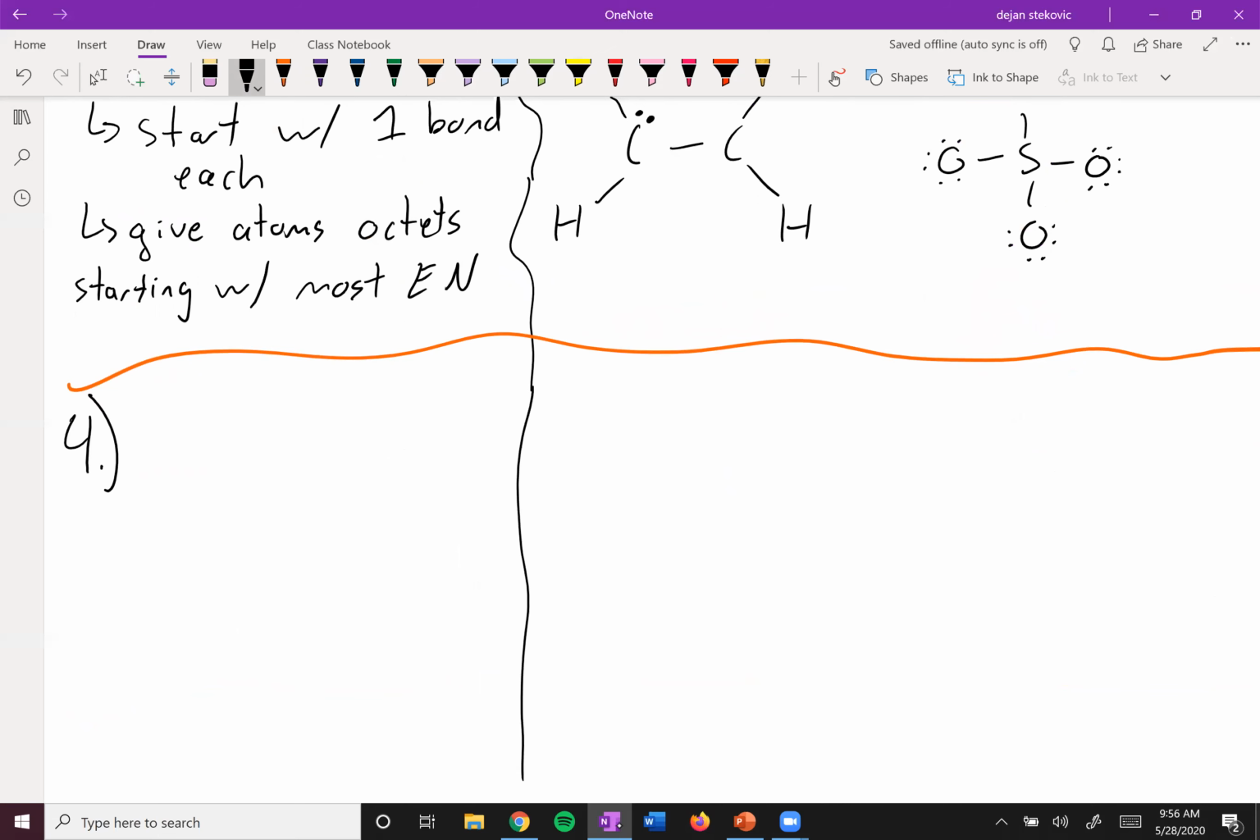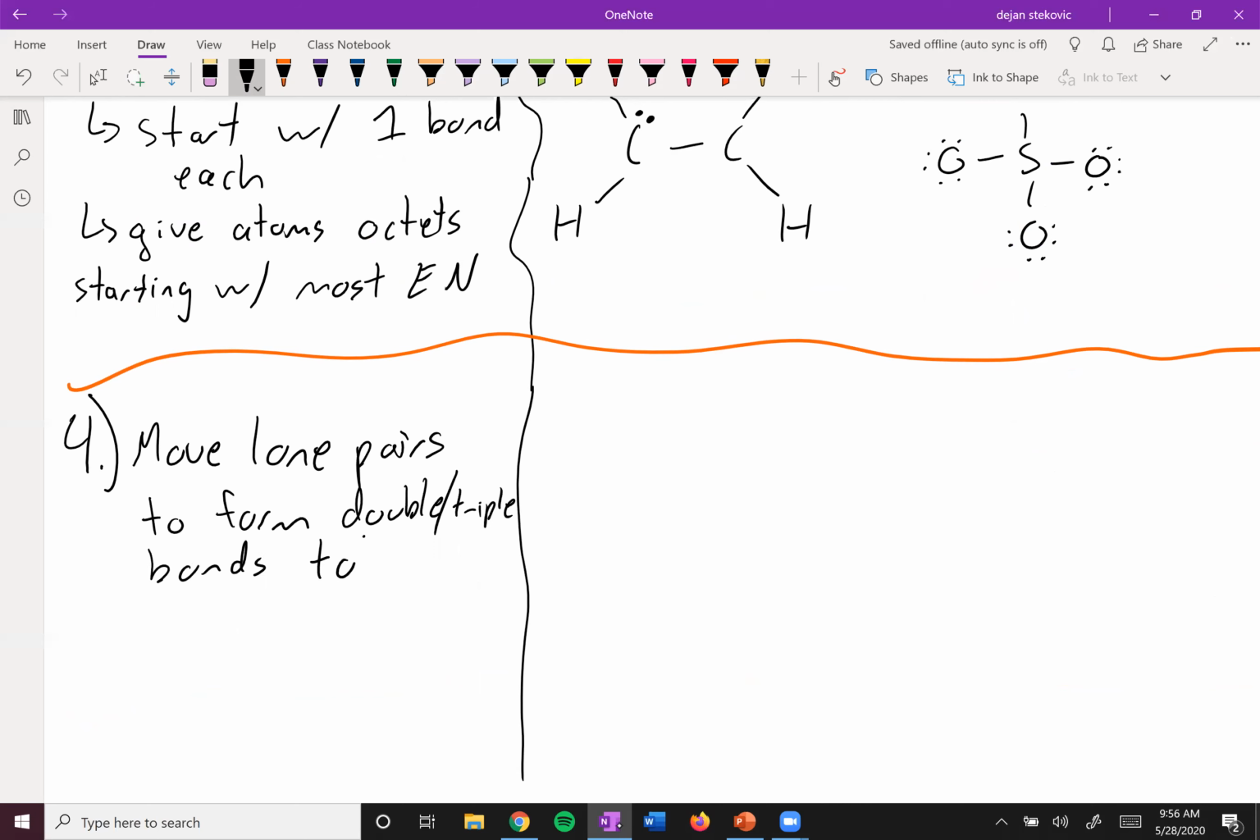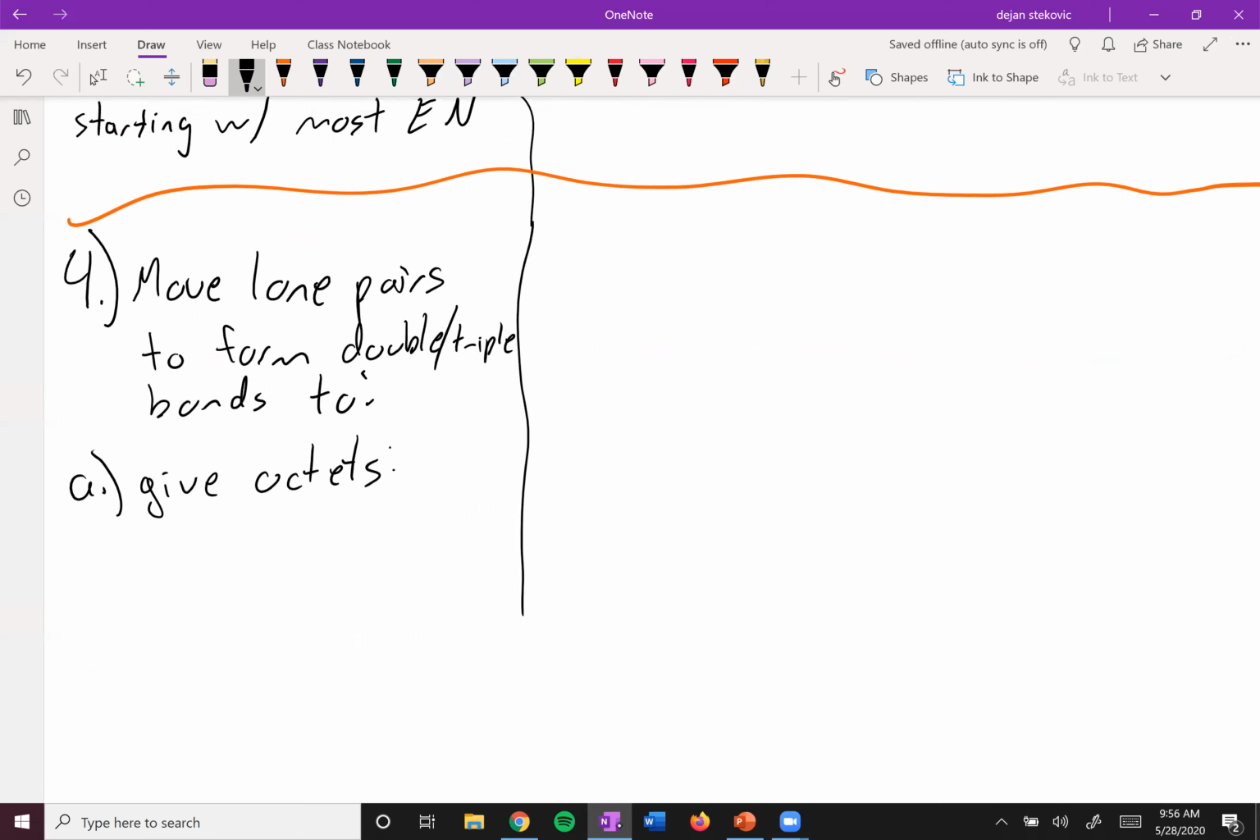In step 4, we're going to want to move lone pairs to form bonds, specifically double/triple bonds, to achieve 2 main things. The first thing we want to achieve is to give octets. So just some things to remember here.